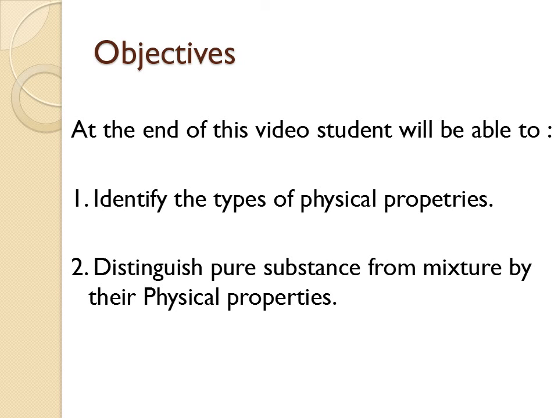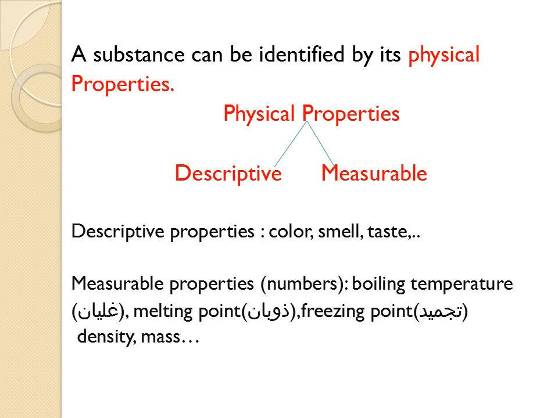Our objectives for today in chemistry are to identify the types of physical properties and to distinguish pure substance from mixture by their physical properties. A substance can be identified by its physical properties. So each substance has its own properties.